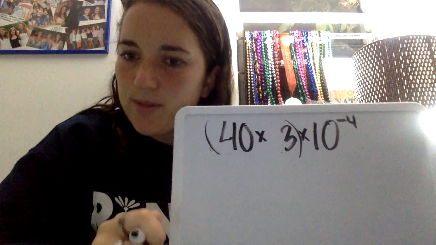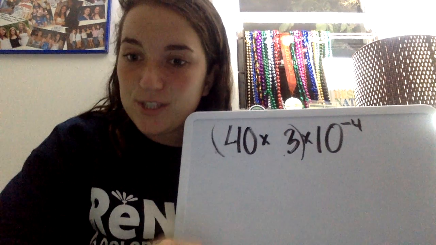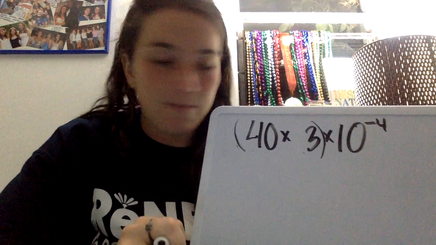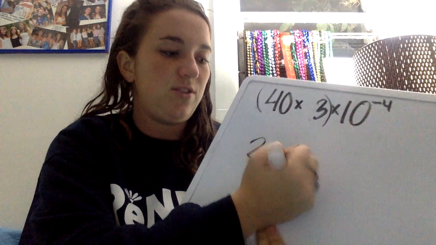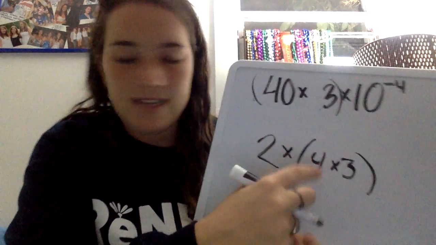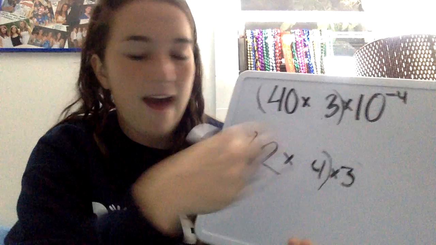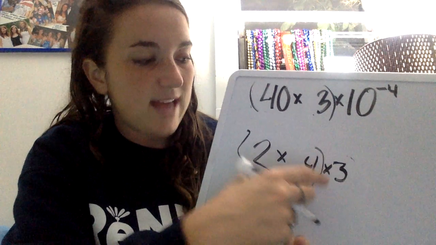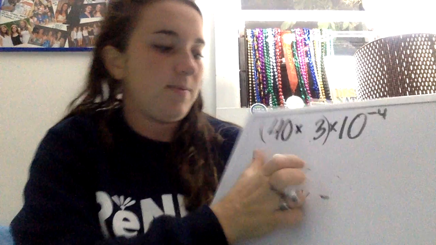Does anybody know what this property is called? It's called the associative property of multiplication. The associative property of multiplication says that 2 times 4 times 3 is the same as changing these around when you have all multiplication. So it doesn't matter where you put the parentheses if you're only doing multiplication. So that was just a quick side lesson.